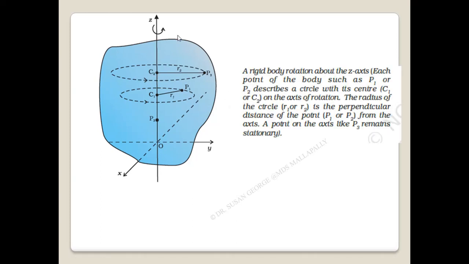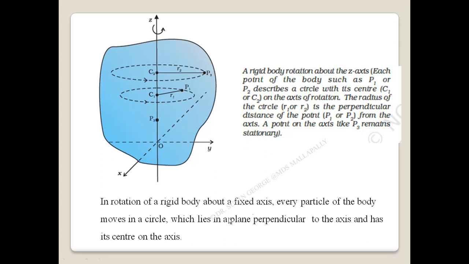A rigid body rotation about the z-axis is shown here, and we know the radius of the circle is the perpendicular distance of the point from the axis. But P3 remains stationary. In pure rotation of a rigid body about a fixed axis, every particle of the body moves in a circle, which lies in a plane perpendicular to the axis and has its center on the axis.